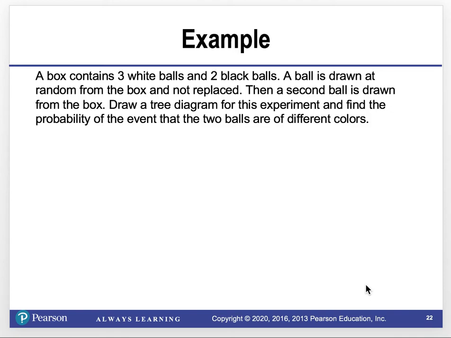Okay, so now we're just left with some examples. So a box contains 3 white balls and 2 black balls. So let's draw it. Okay, so here's our box.